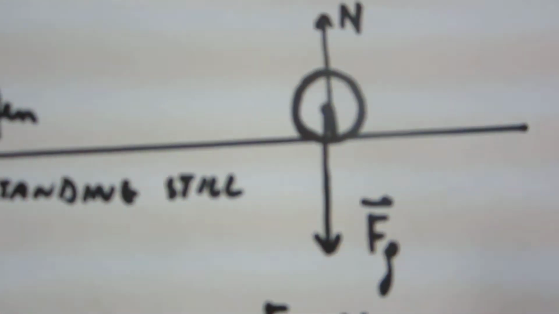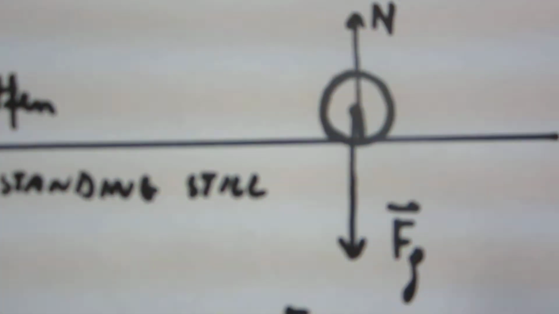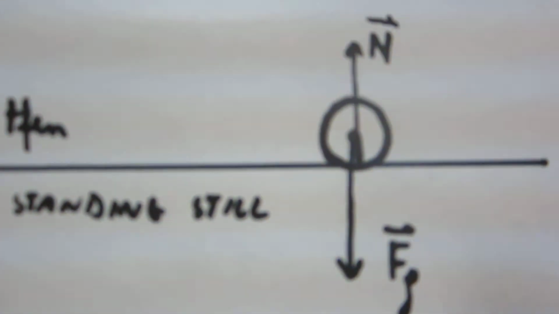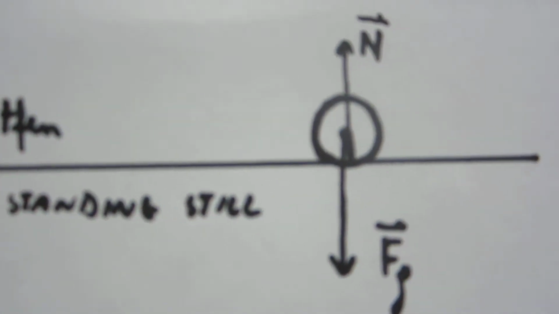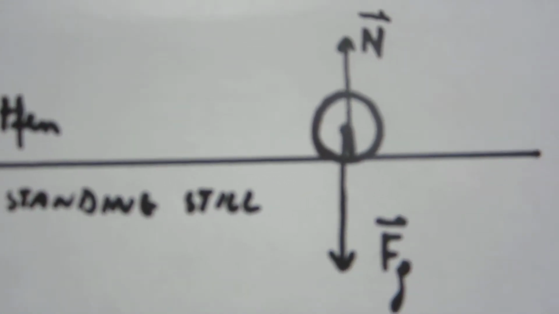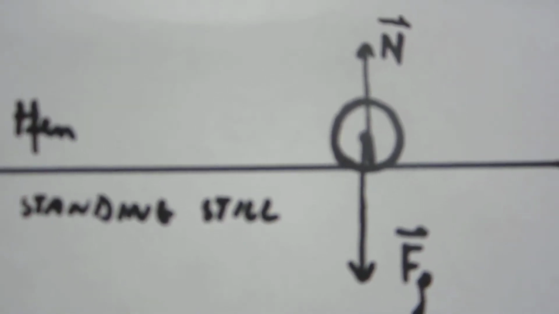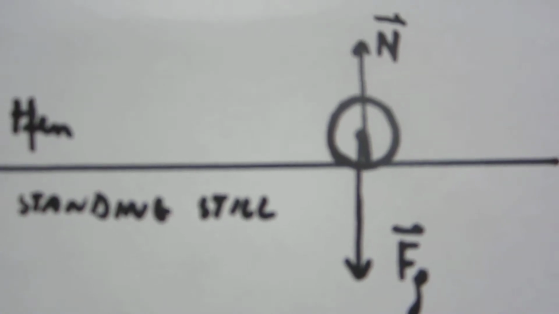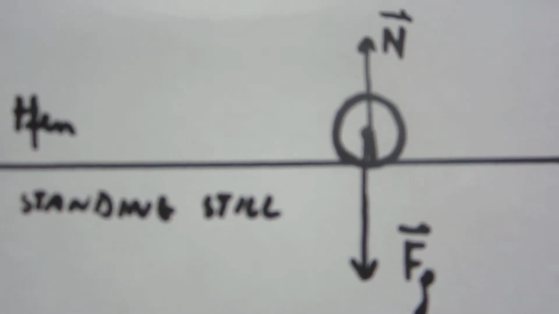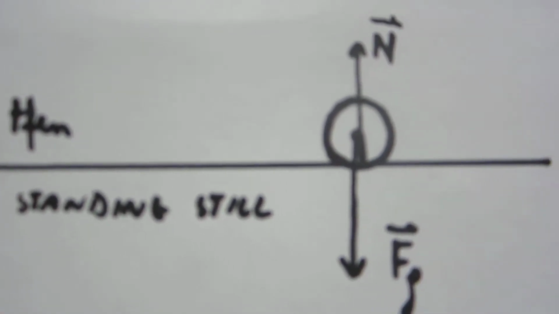If we have a ball on a horizontal plane and it is still, two forces are acting on it: the force of gravity and the opposite normal force of the surface. These two forces are equal in length but opposite in direction. If we sum these two vectors, we get zero.